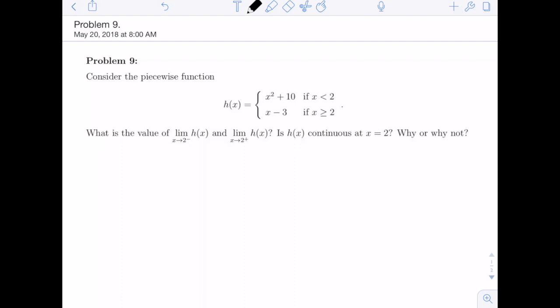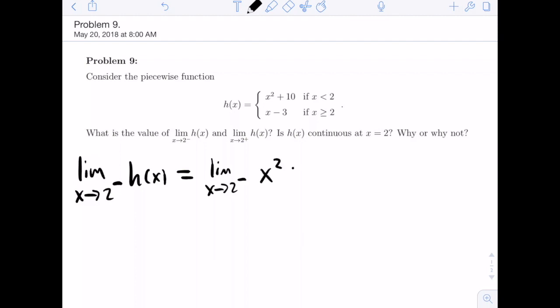So what we'll do is we'll just calculate these limits. This is the limit as x approaches 2 from the left of h. So this is equal to the limit as x approaches 2 from the left, and remember, the left-hand function here is x squared plus 10. Since this is a nice polynomial, you can just throw in the number and it's fine. So you get 2 squared plus 10, so this is equal to 14.